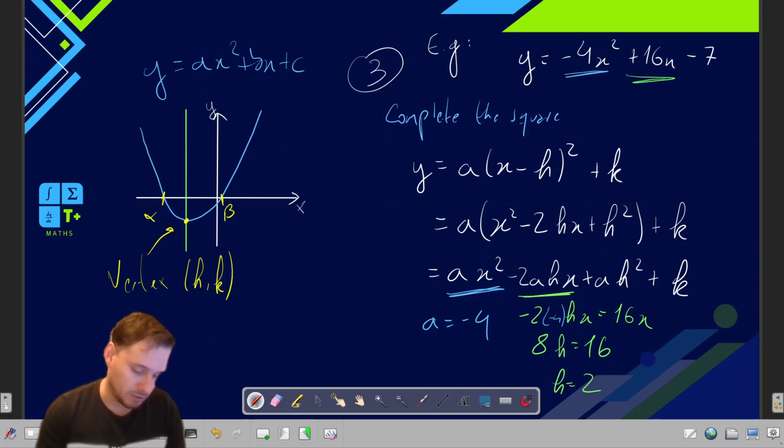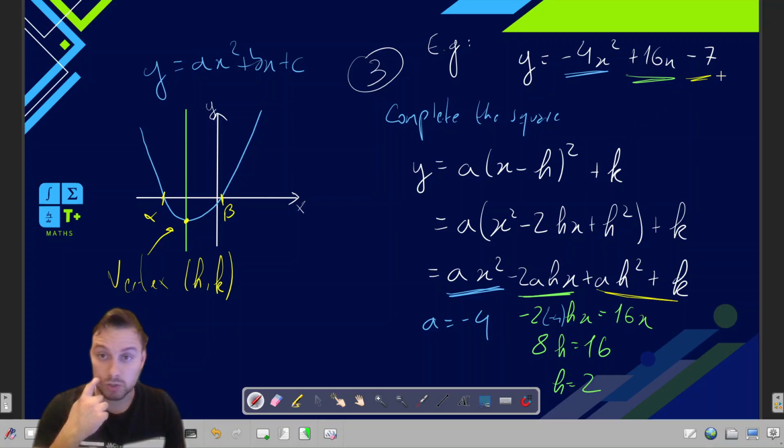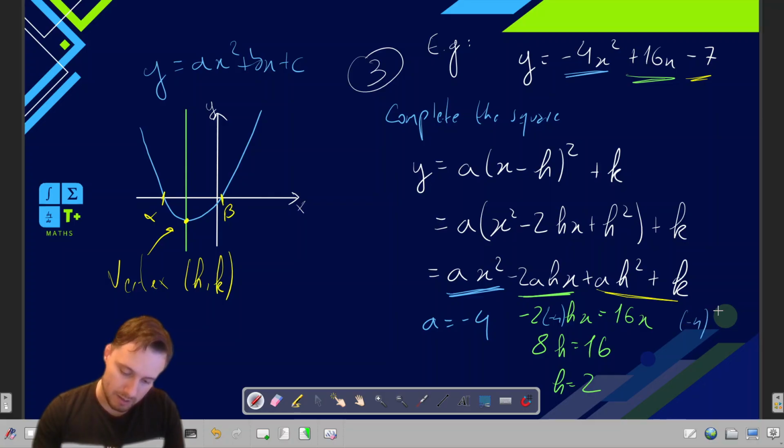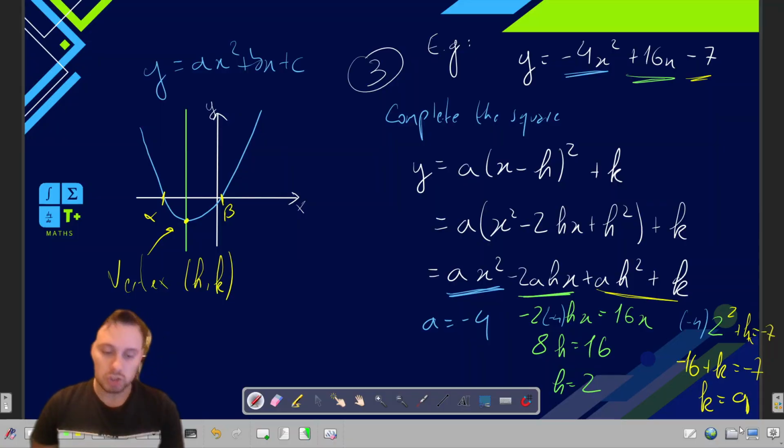And then finally, I need to work with the constant terms. The constant terms must be equal to negative 7. So again, I have the value for a: a is negative 4. I now have the value for h: h is 2. And ah squared plus k has to give me negative 7. 4 times negative 4 is negative 16. Negative 16 plus k is negative 7, and hence k is 9. So I have completed the square.